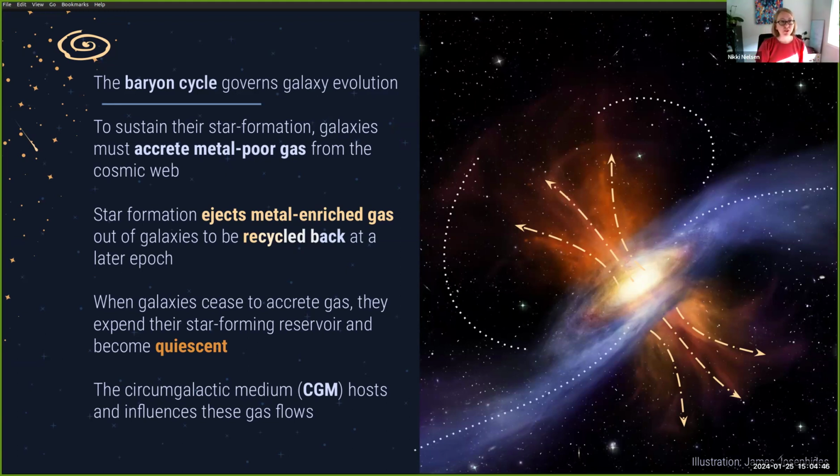And so understanding how this baryon cycle works is really important for understanding how a galaxy goes from star forming to quiescent. And the circumgalactic medium, or the CGM, hosts and influences all of these gas flows that take place in the baryon cycle.